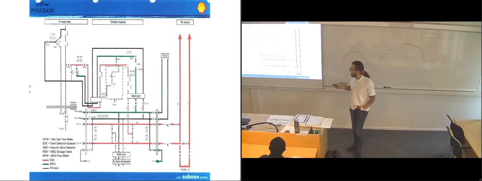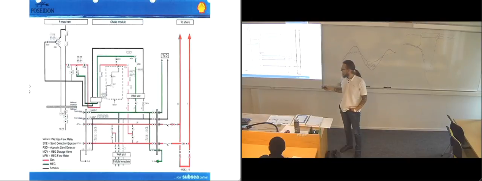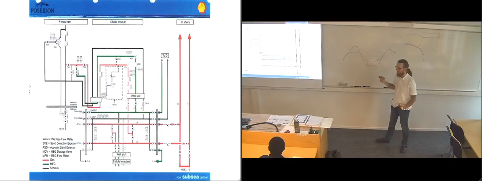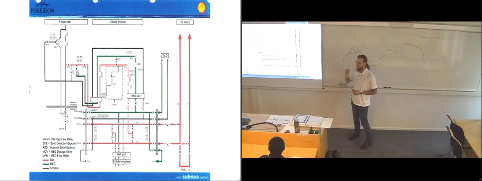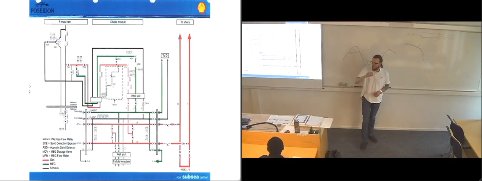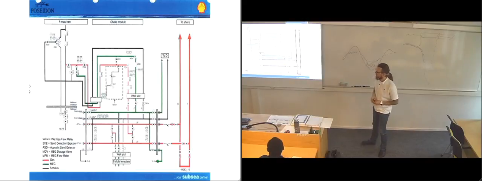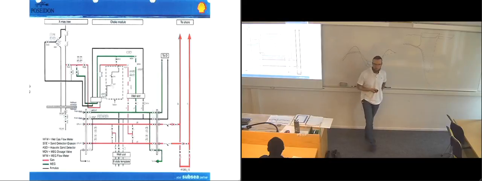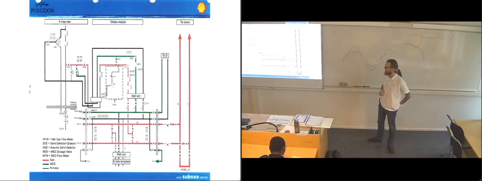And in between here you have quite a lot of different stuff. You have a flow meter, sand detection for erosion, acoustic sand detectors. They are basically microphones that are listening for the sound of sand that is scraping along the inside of the pipeline. So it's quite a great way of detecting sand inside your pipelines.